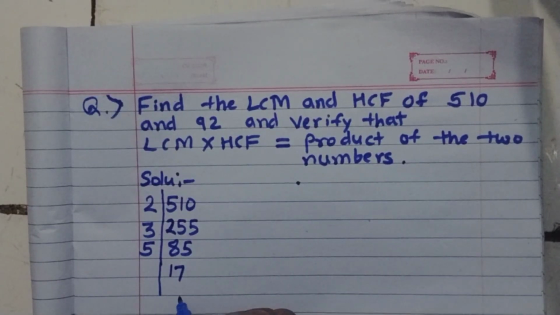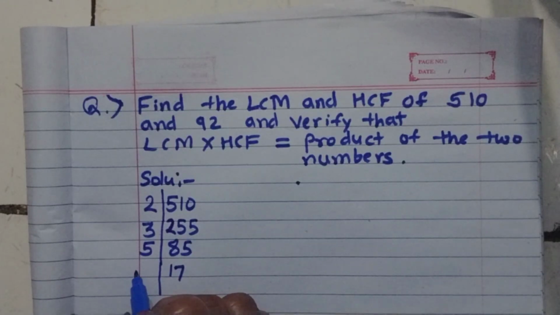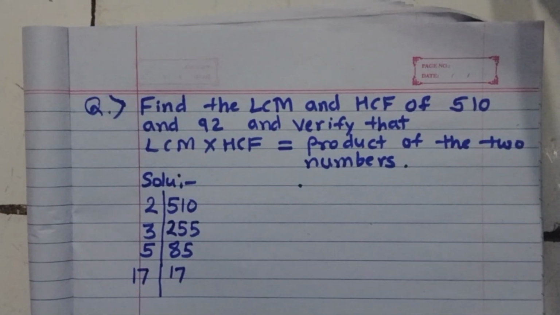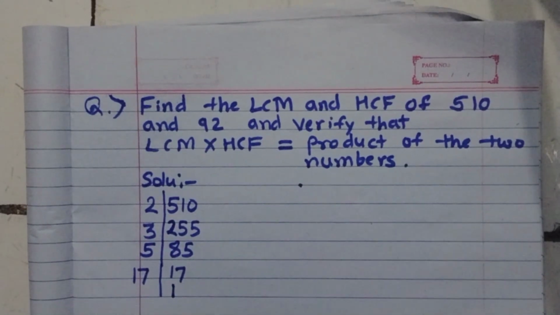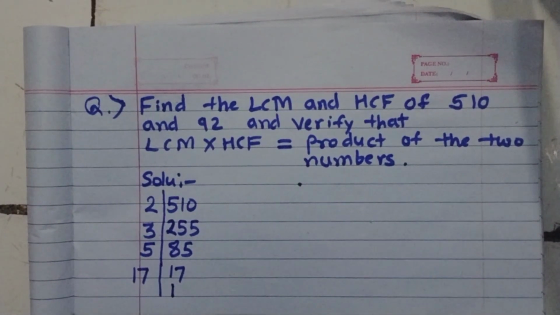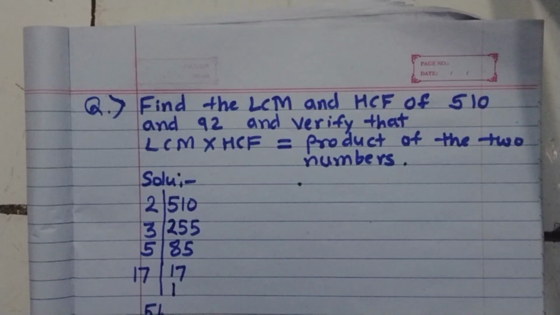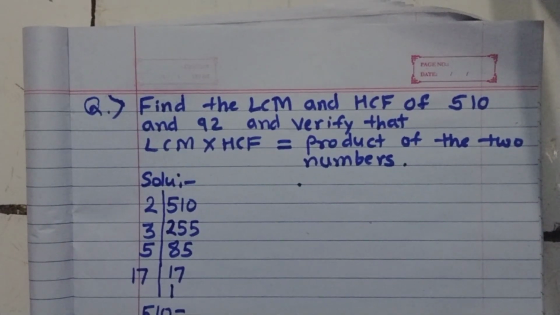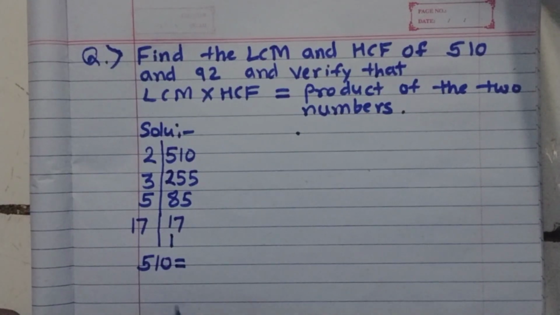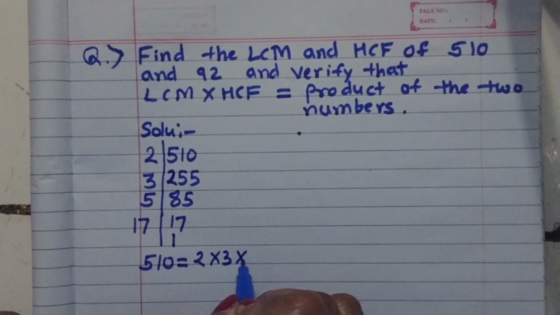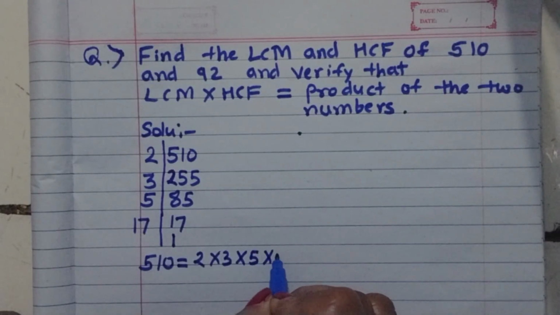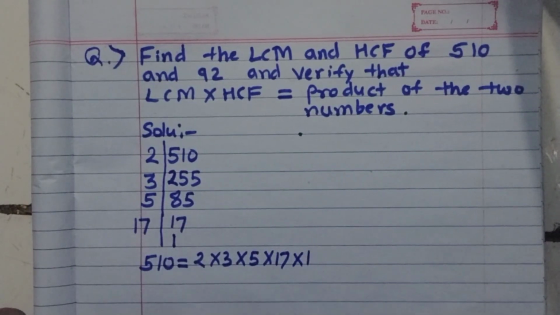Now 17 itself is a prime number. So 17 is divided by the number itself, that is 17. When 17 is divided by 17, we get quotient 1. So we write 1 below 17. Now we write 510 as a product of prime factors. So 510 is equal to 2 multiplied by 3 multiplied by 5 multiplied by 17 multiplied by 1.